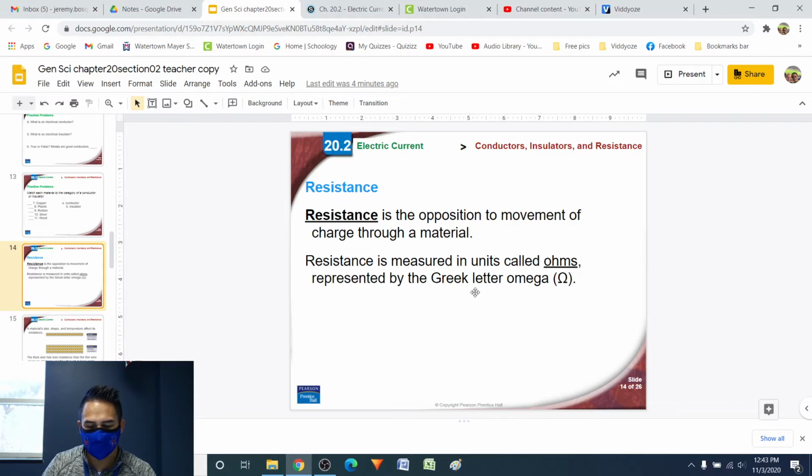Now, resistance is typically measured in a unit called ohms. It's a strange word. It's often represented by a Greek letter called omega, which is a very weird symbol you've probably never seen before. So if you see the word ohms or the symbol omega, that is the unit we're going to attach to resistance, just like meters is a unit we would attach to a distance or length, or seconds is a unit we'd attach to time. Resistance is measured in ohms.